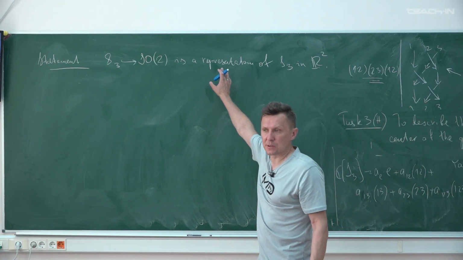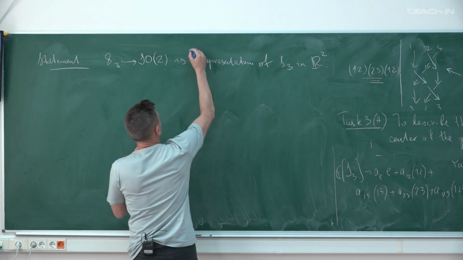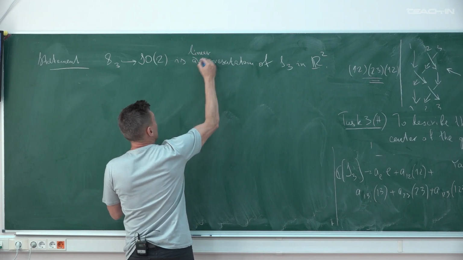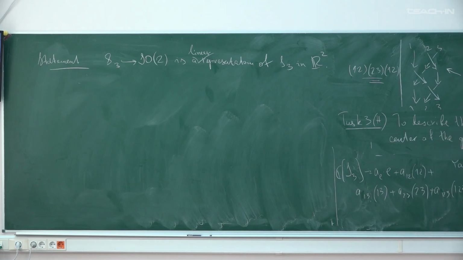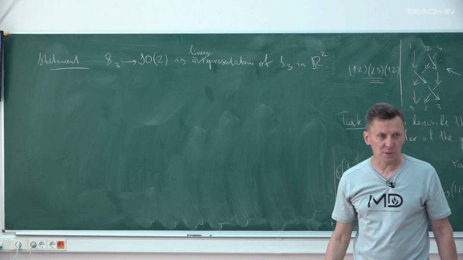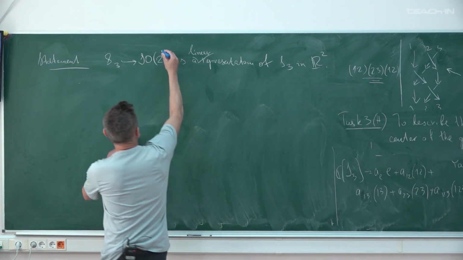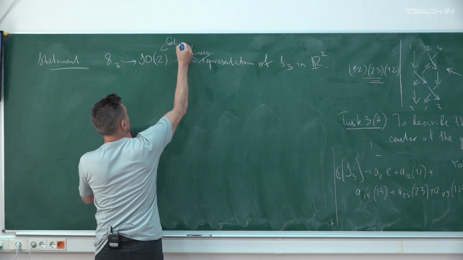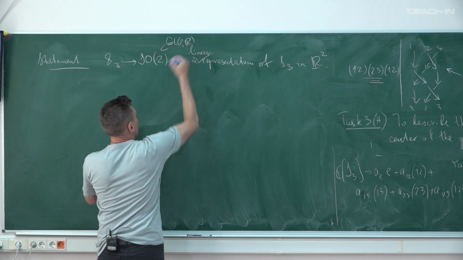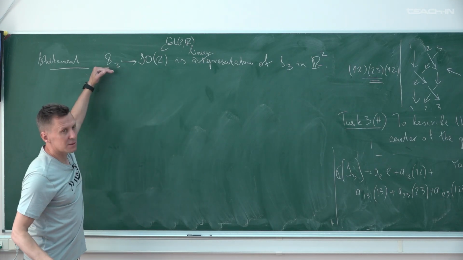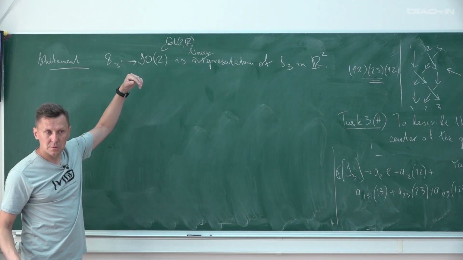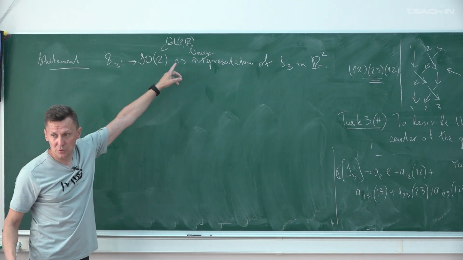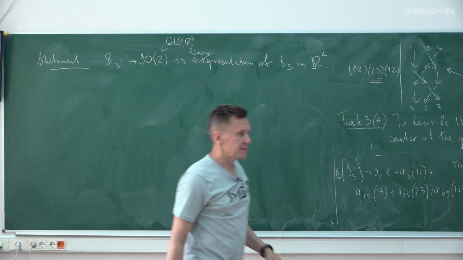Representation means a linear representation. You remember? We haven't formally defined what a representation is. Sorry? We didn't formally define what a representation is. No. I have given you a definition. It is a homomorphism to the group of linear transformations. But here it is a subgroup of GL2. So we have to demonstrate that this embedding is a homomorphism of groups. That the product here goes to the product there.